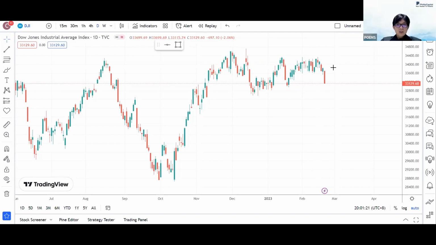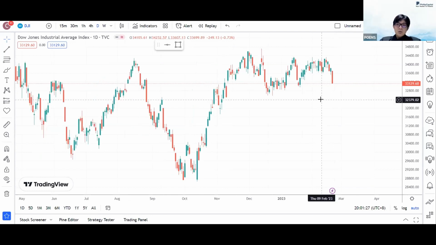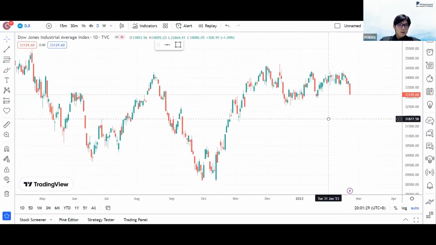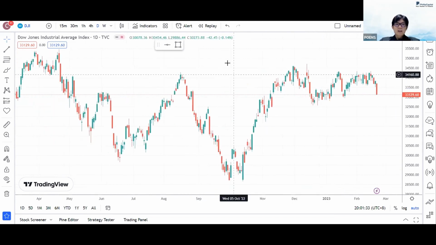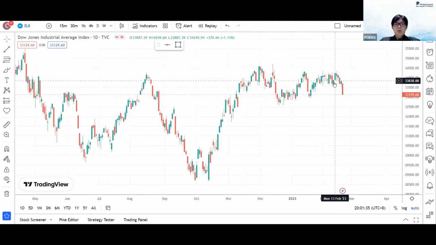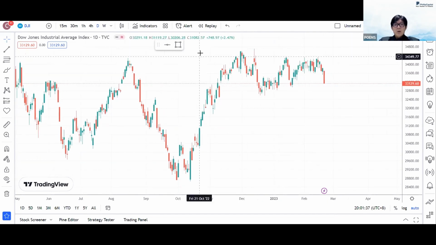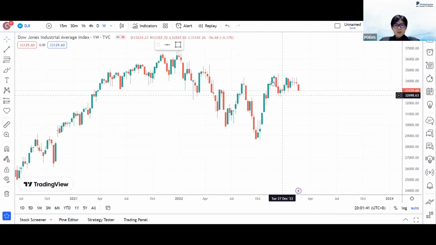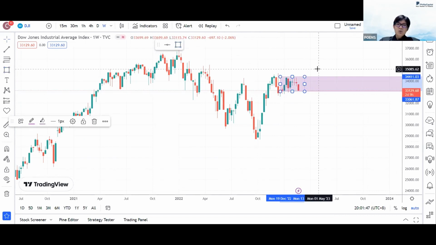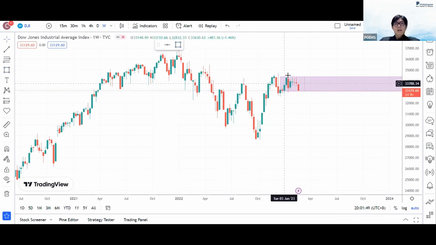The current chart we are looking at is the Dow Jones Industrial Average Index. All the charts I'll try to draw using the clean chart itself, drawing from what I'm looking at. For Dow Jones, looking at the weekly, this year started quite, they are basically stuck in the range now.